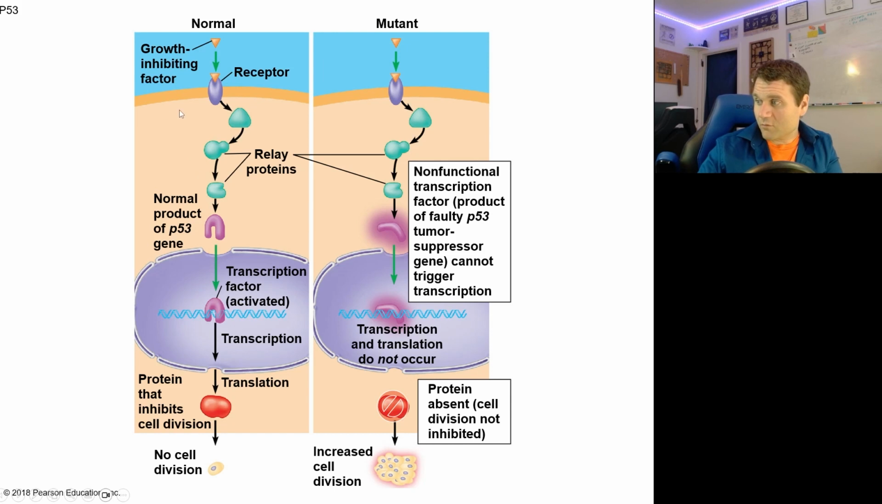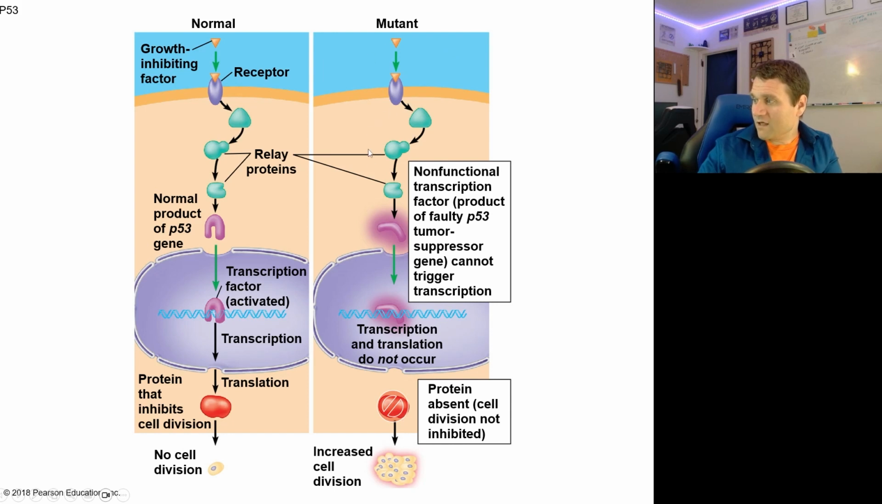Okay, so I know this looks like a whole complicated series of steps, but all this is really saying is other cells are telling this cell to stop growing. It receives the signal, goes through a chain of proteins, and then it creates another protein that stops the cell division. Signal received, consequence occurs.